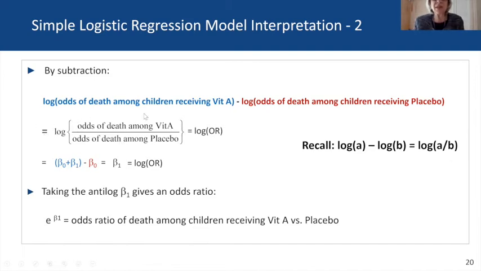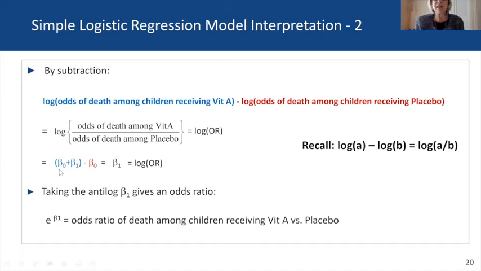So that's what we will be doing here. We take the log odds of death among children receiving vitamin A minus the log odds of death among children receiving placebo, and that difference in two log odds gives us the log of the ratio of the odds of death among vitamin A recipients divided by the odds of death among placebo recipients, and that is defined as our log odds ratio.